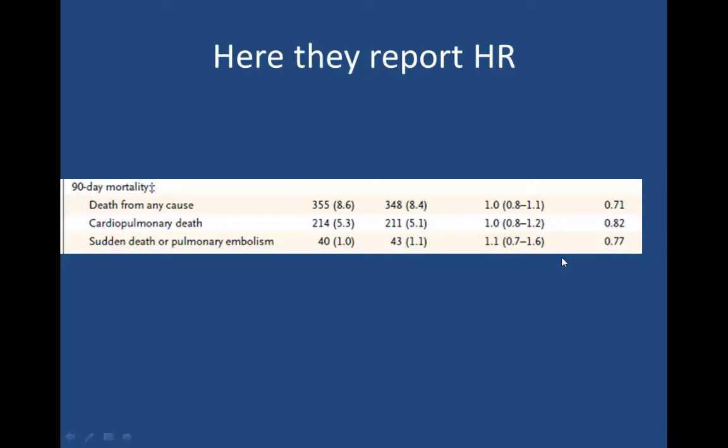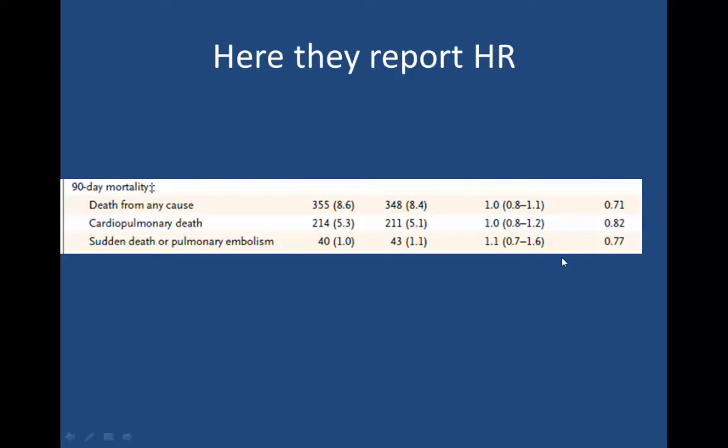Is it clinically significant? If I could reduce 90-day mortality of death from any cause, well, this one was equal between the treatment group and control group, but the actual range was there was not an 8% reduction. There was a 1 minus 0.8. There was a 0.2% reduction up to a 0.1% increase in death. Cardiopulmonary death, there was a 0.2% decrease up to a 0.2% increase.